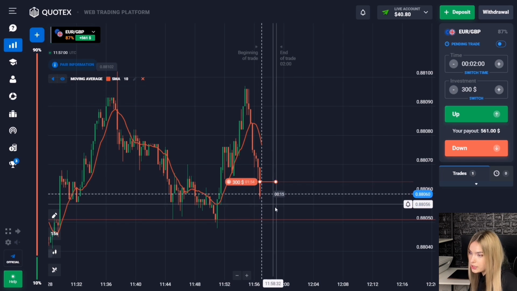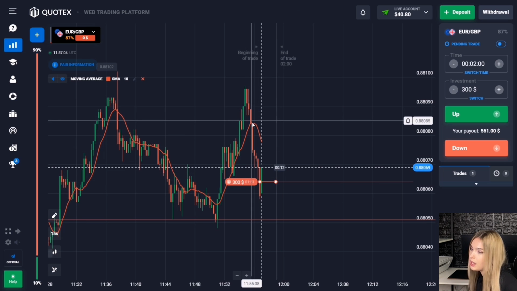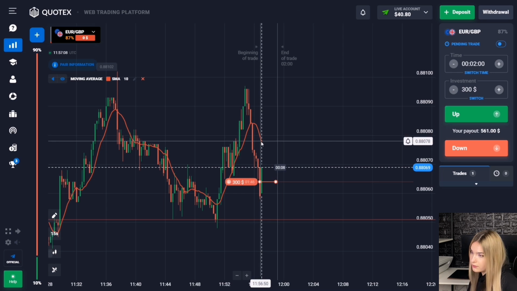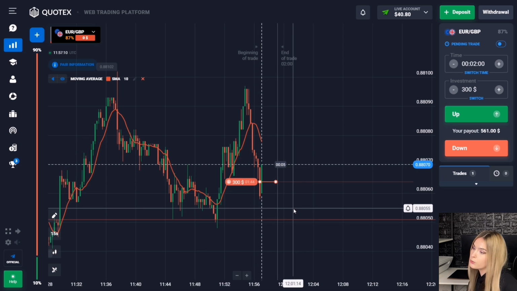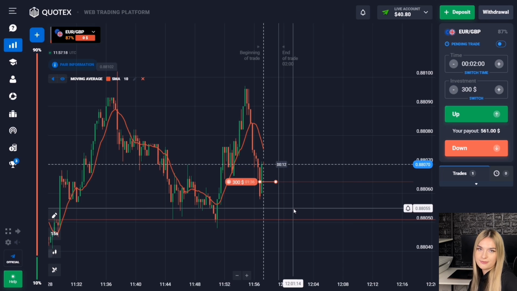We also see that during the downward movement, the price crossed the moving average from top to bottom. Also, the moving average has turned around and is moving towards the level. We also see that at the moment the price is moving quite impulsively. Here we also took time with the margin because I think 2 minutes will be quite enough. And so guys, let's wait for the result.